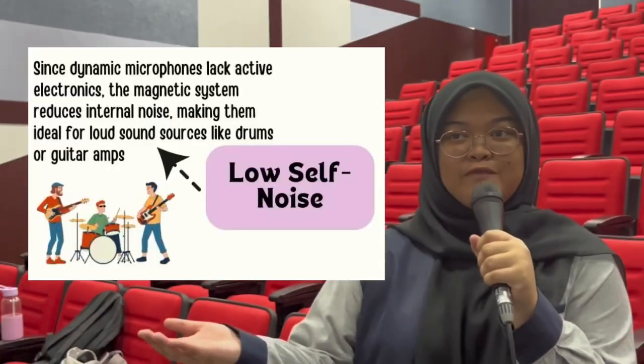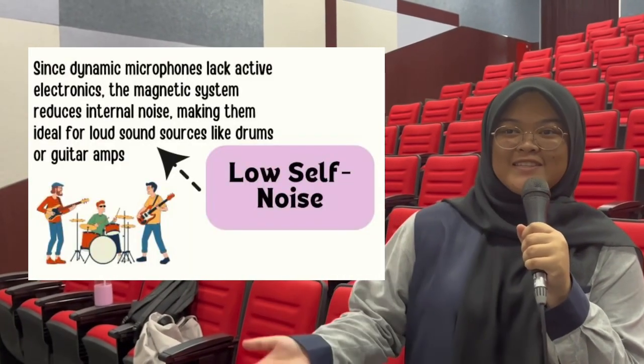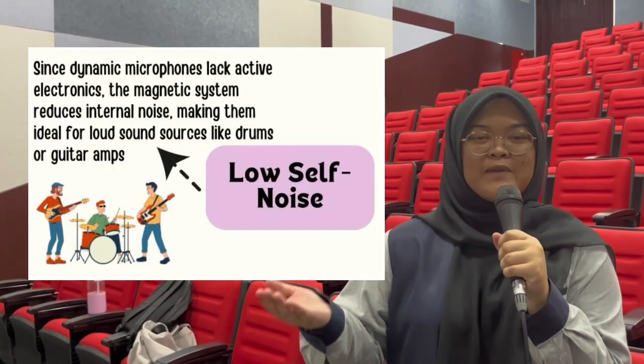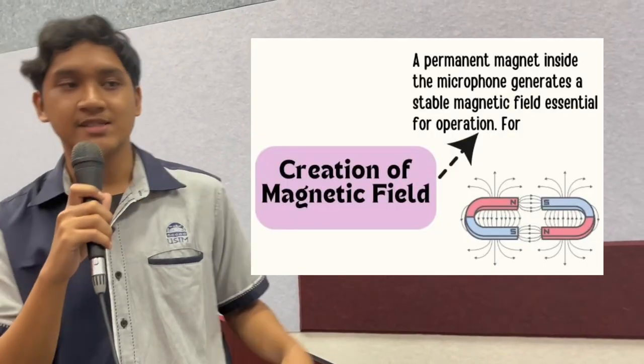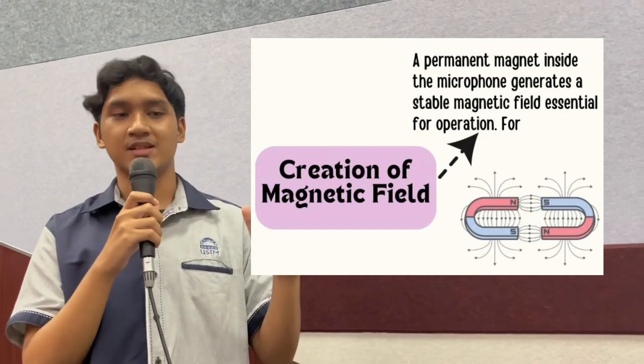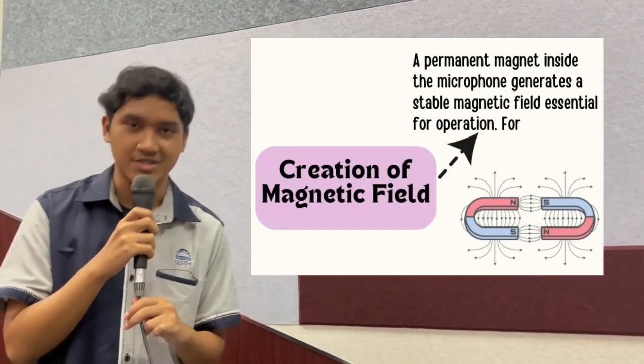Again, since dynamic microphones lack active electronics, the magnetic system reduces internal noise, making them ideal for loud sound sources like drums and guitar amps. The permanent magnet inside the microphone generates a stable magnetic field essential for its operation.